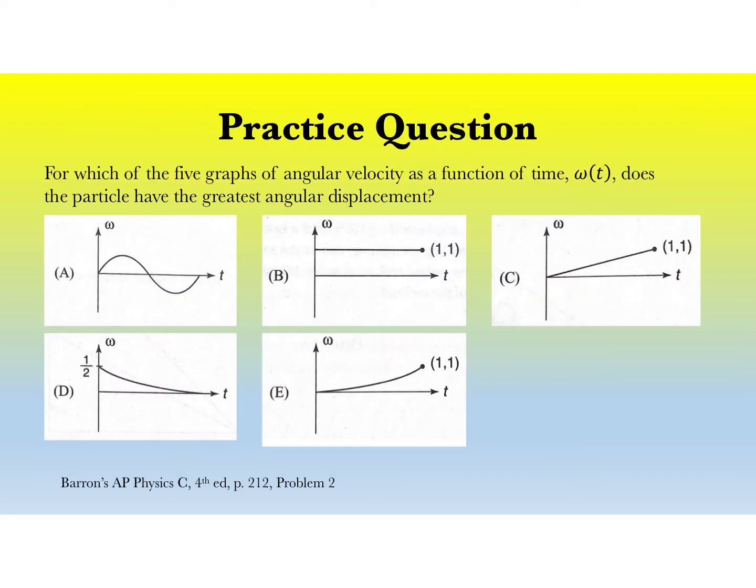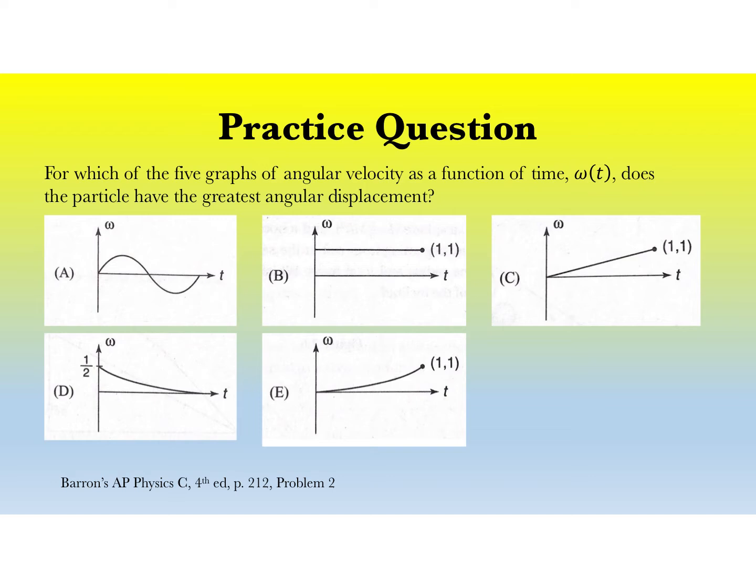And so there's several different types of questions that can arise with these kinds of formulas. So you can read this one here. We have 5 graphs, angular velocity as a function of time. And for this one, we just want to be able to identify which one has the greatest angular displacement. So if you need to, pause the video, see if you can figure it out, then start it back up.